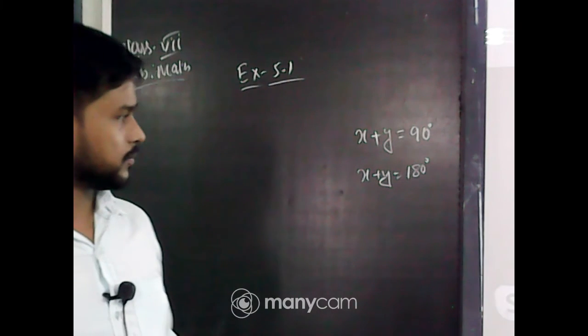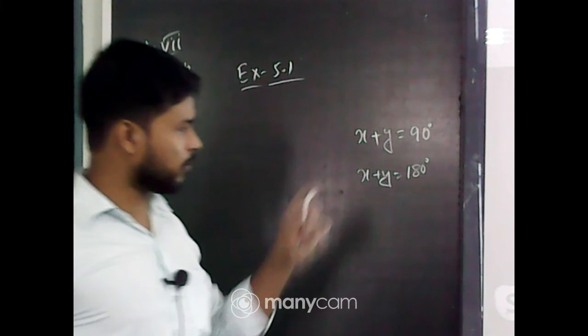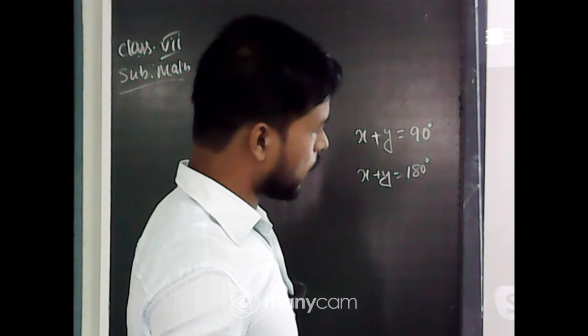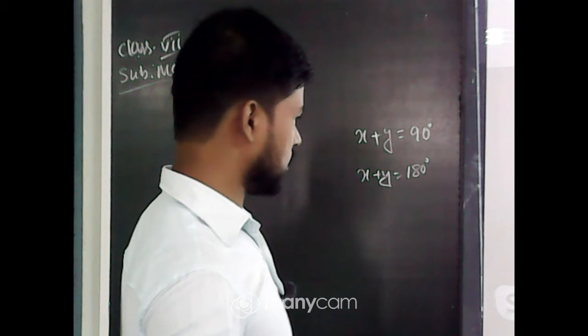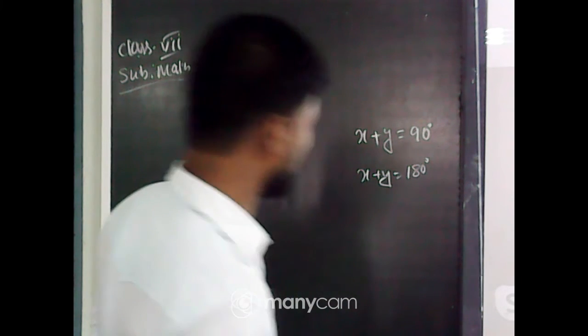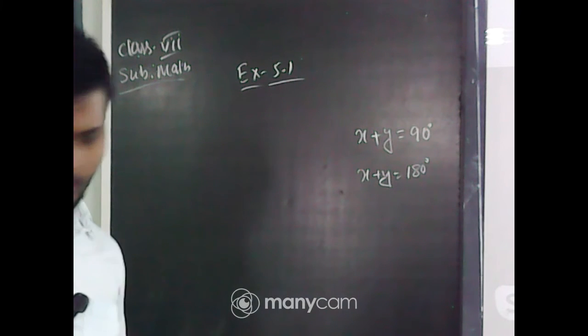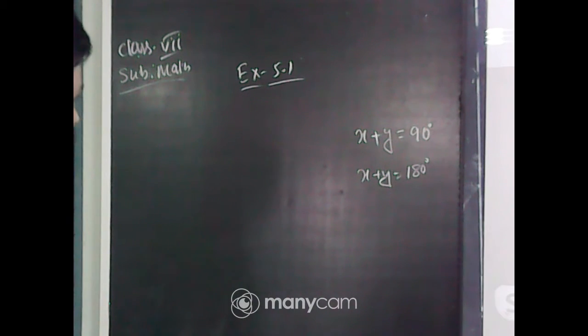Okay, Hasibul, you have written 115 minus 108. This is not true. It should be 108 minus 115. You have written the small angle first. Okay, look at the first question, that is 65 and 115.